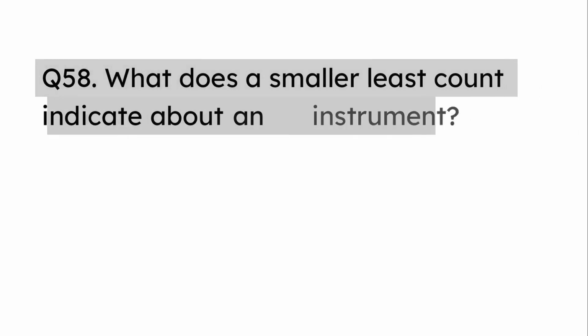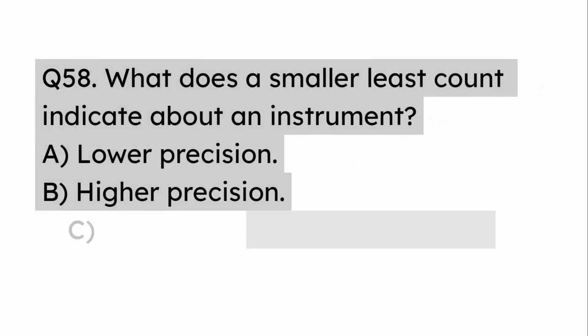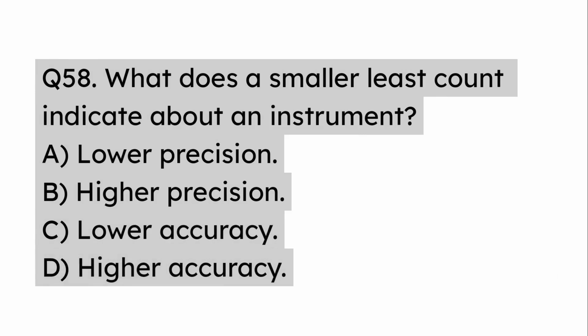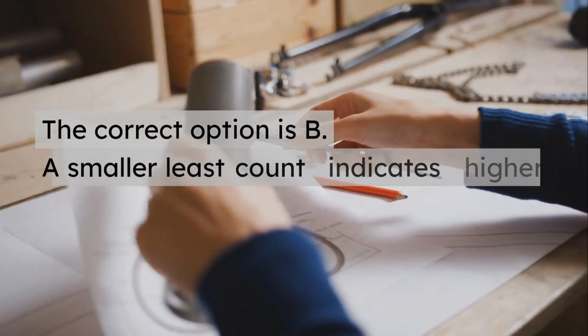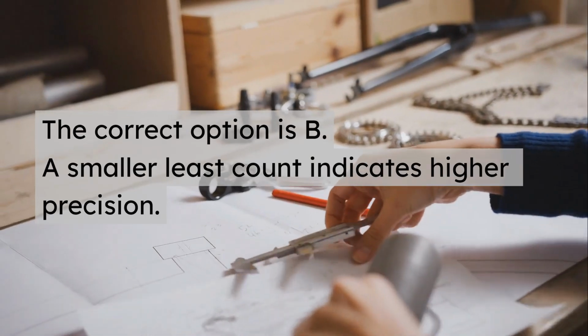Q58. What does a smaller least count indicate about an instrument? A. Lower precision. B. Higher precision. C. Lower accuracy. D. Higher accuracy. The correct option is B. A smaller least count indicates higher precision.